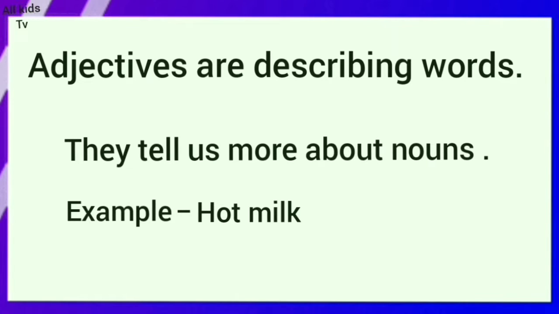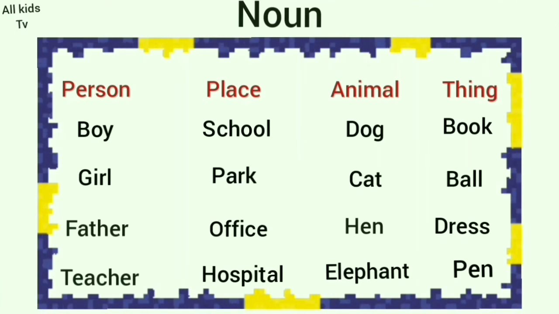So children, before we understand adjectives, let us know what is noun, because adjectives are the words that describe nouns. Noun is the name of person, place, animal and thing. Let's see some example of person. Boy, girl, father, teacher, mother, doctor and many more are the example of person.